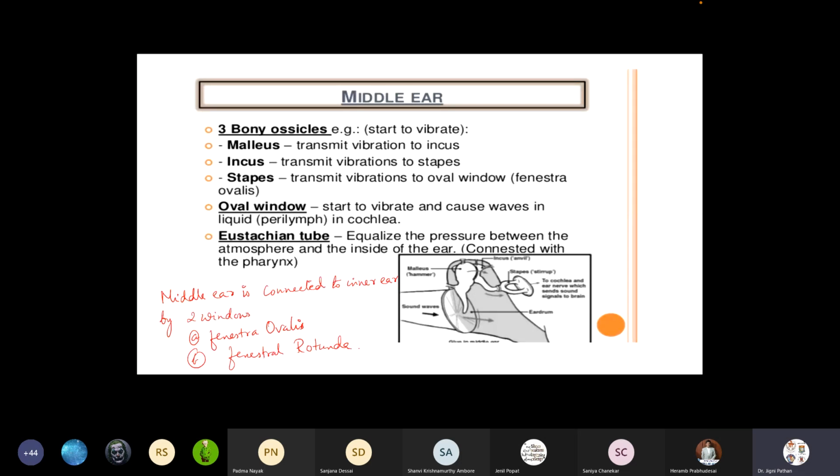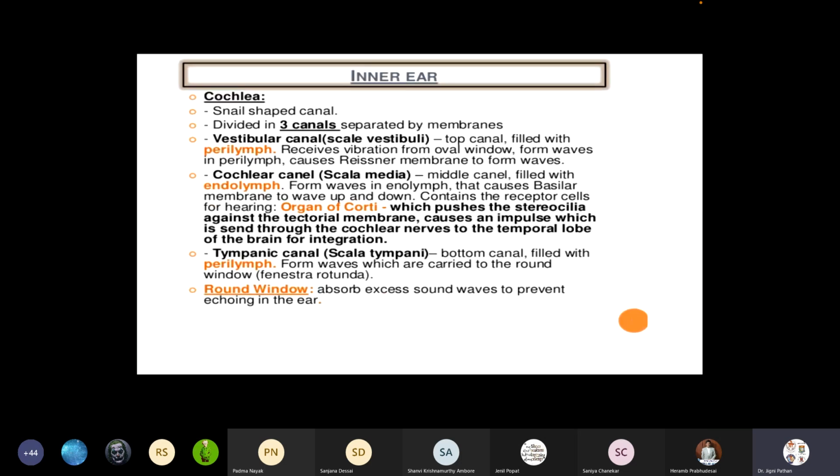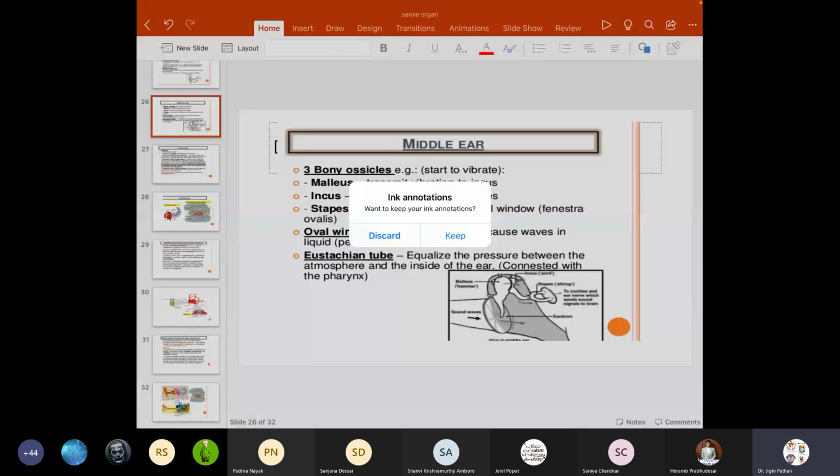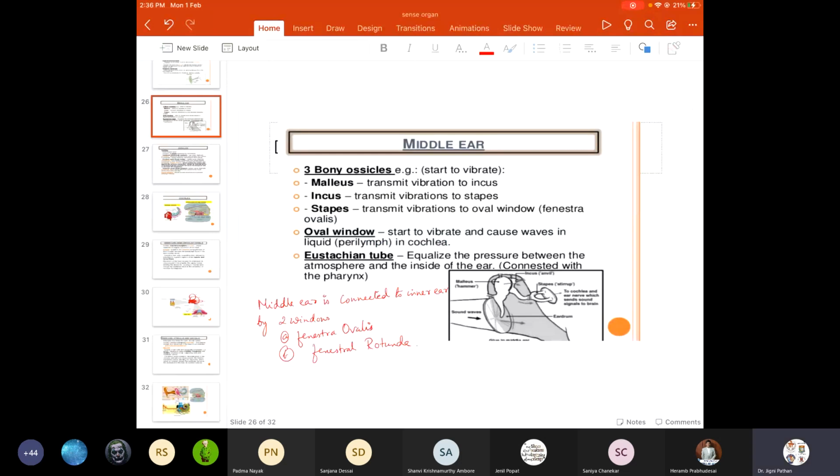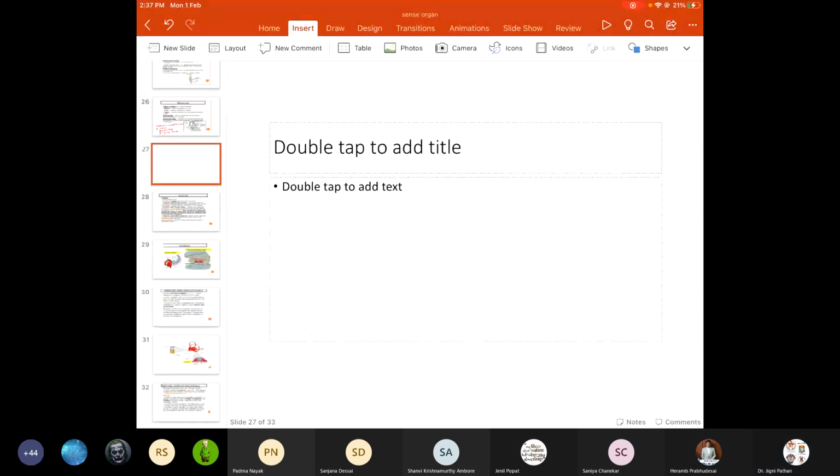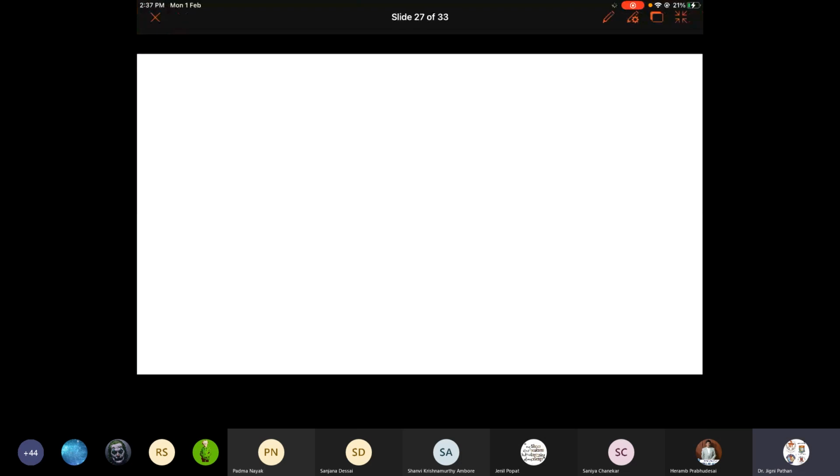Next. Inner ear. As I said, now we are discussing the inner ear. Before we move to the inner ear, let me write down one trick. Miss has three bones. M is for malleus, incus, stapes.